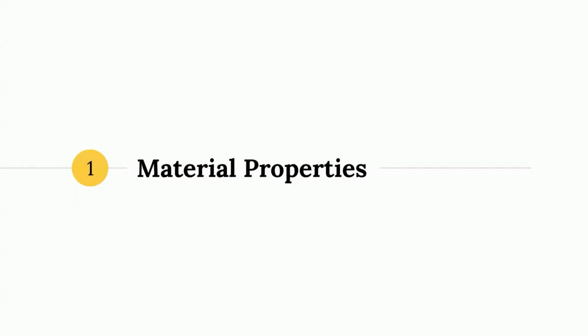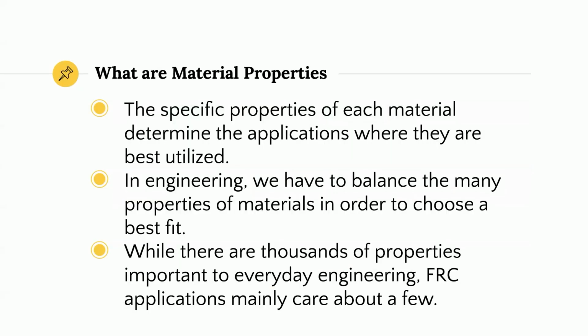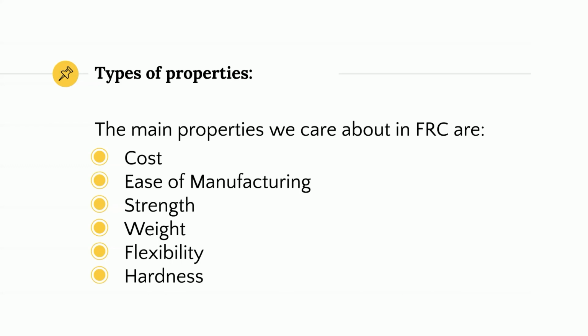Material properties. What are material properties? The specific properties of each material determine the applications where they are best utilized. In engineering, we have to balance the many properties of materials in order to choose a best fit. While there are thousands of properties important to everyday engineers, FRC applications mainly care about a few. That's lucky because there's quite a few very complicated properties that we can just skip over. So the types of properties we'll go over today are cost, ease of manufacturing, strength, weight, flexibility, and hardness.